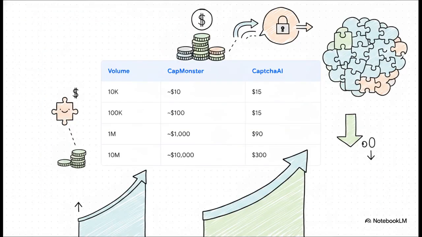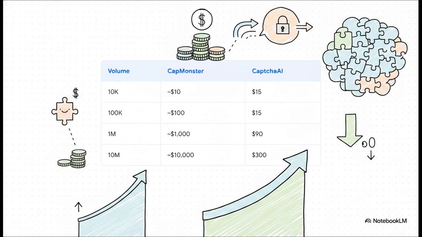And then there's the pricing structure. This is where the rubber really meets the road. At lower volumes, say around 10,000 solves a month, CapMonster's per solve model is actually cheaper. You're looking at roughly $10 compared to CaptchaAI's $15 entry plan. But scale that up, and the gap widens dramatically.